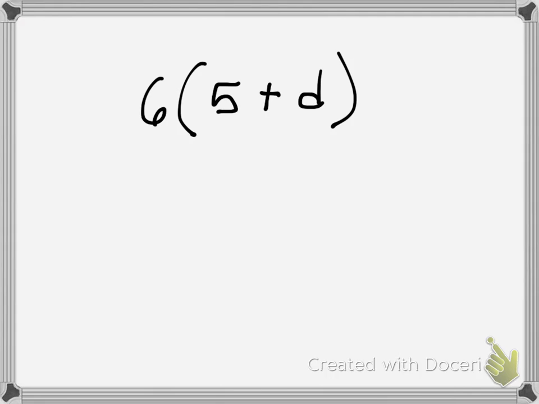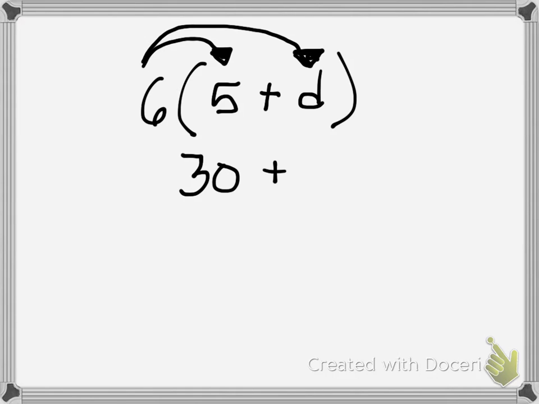6 times parentheses 5 plus d. I want to say a little bit about these arrows. I'm drawing these every time, and I'm really going to suggest that you draw the arrows too in your own work. Why? Well, because you won't forget to multiply against either of these terms if you have included those arrows. So I'll start here with 6 times 5. That's 30.